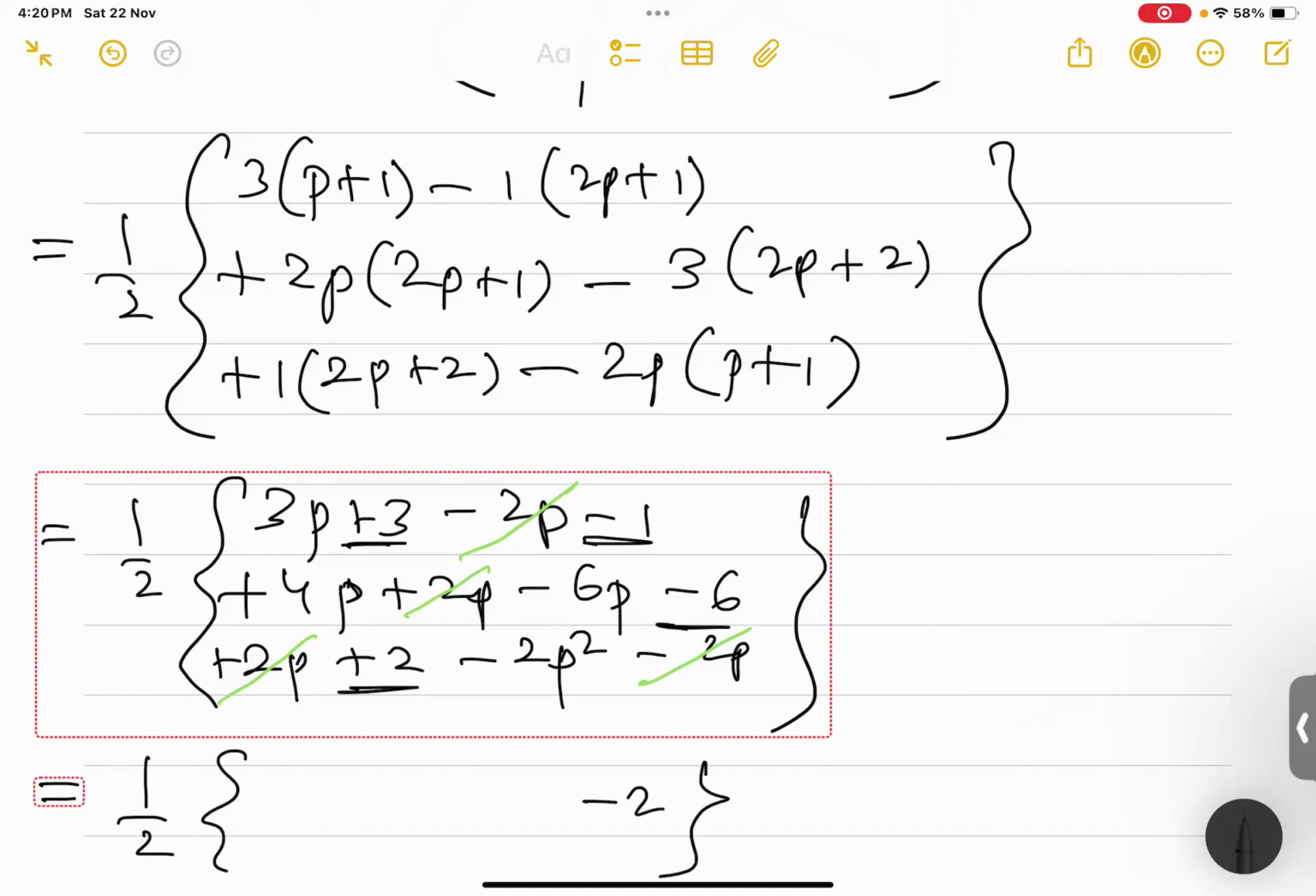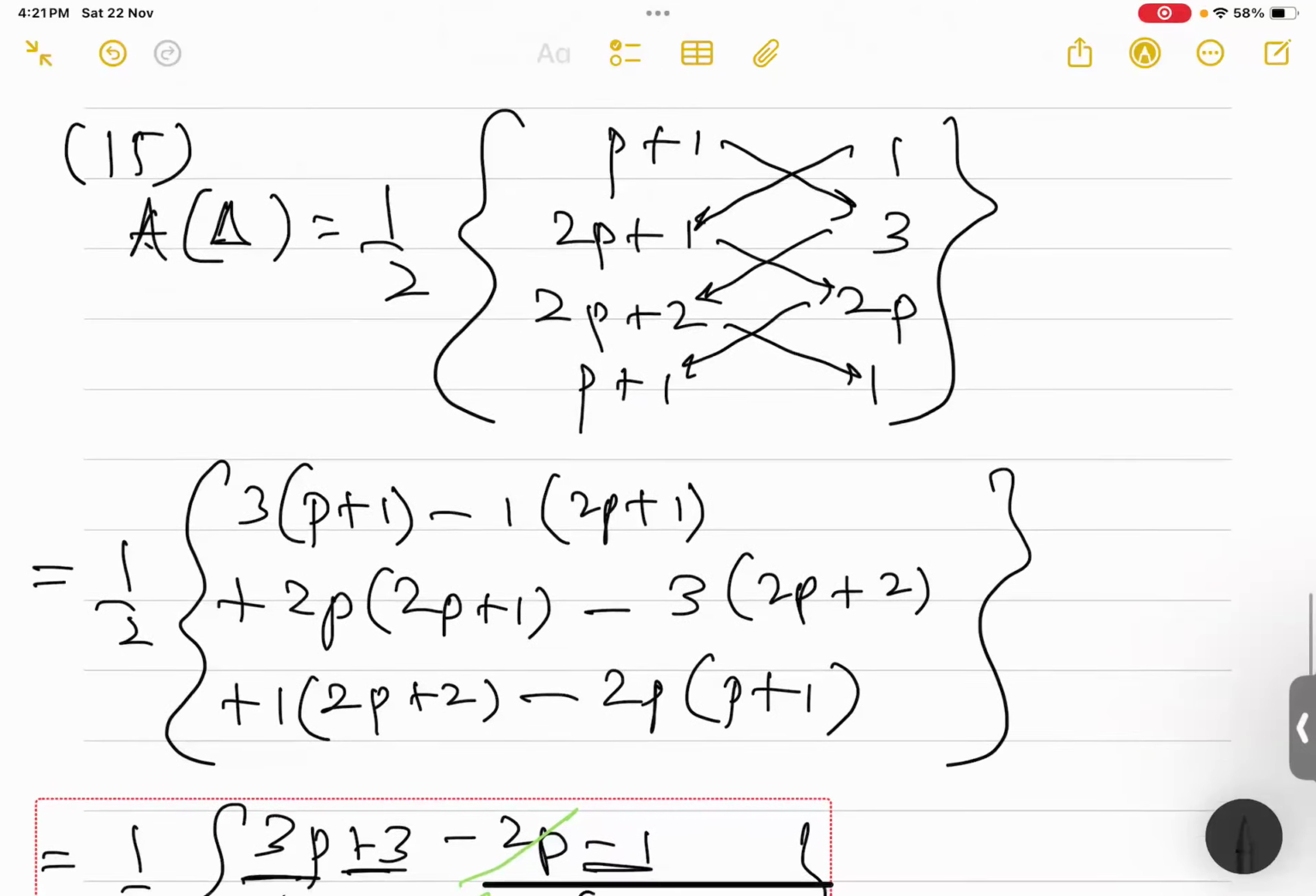Okay, 3p plus 4p is 7p, 7p minus 6p is p. Okay, and then minus 2p square is also there. Fine.